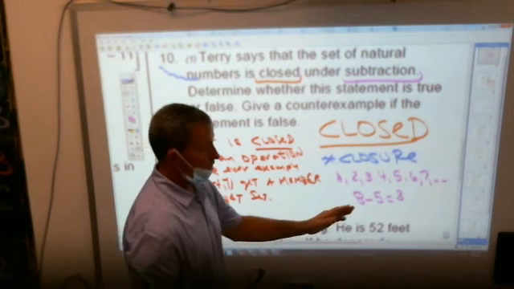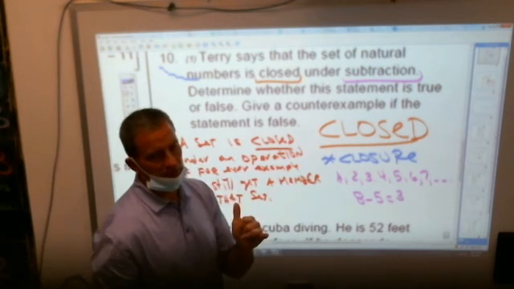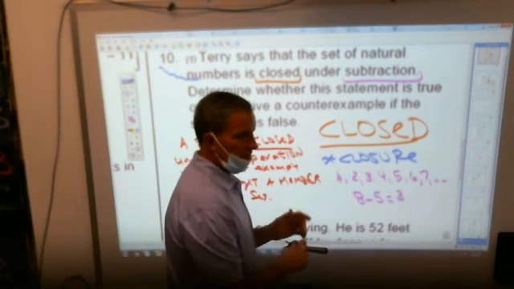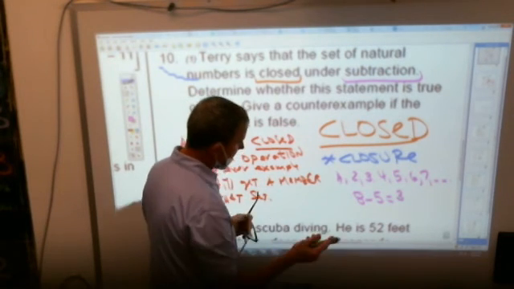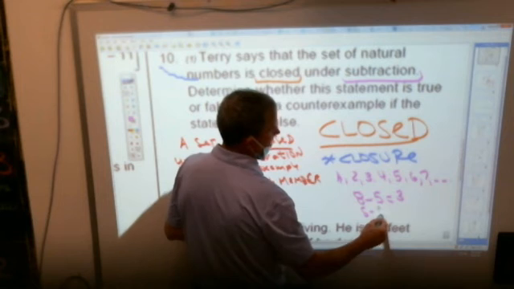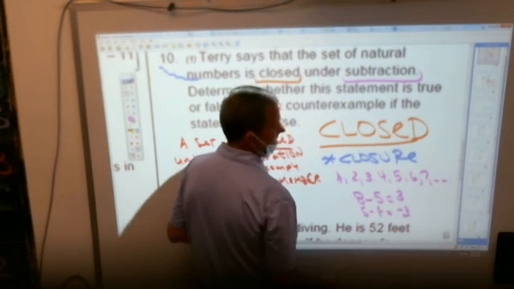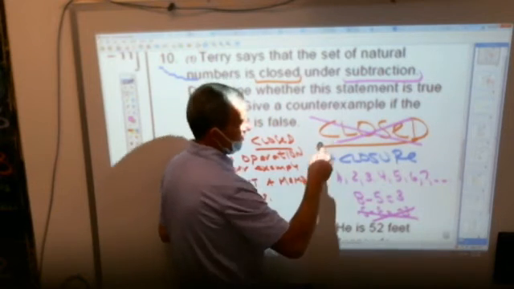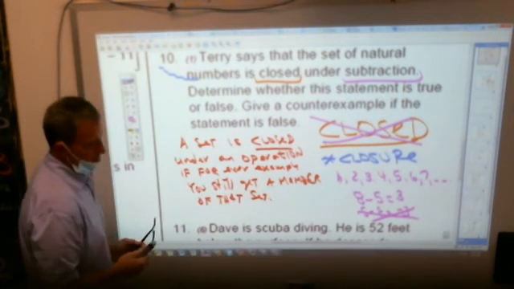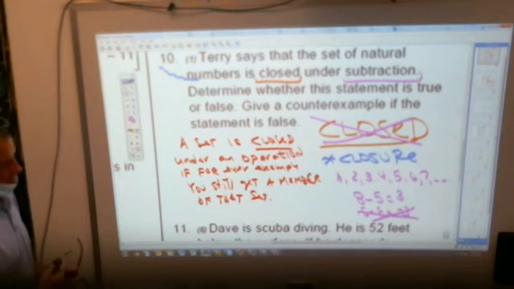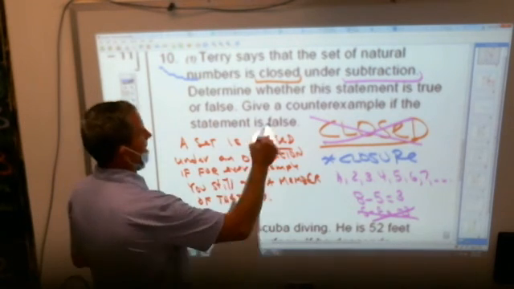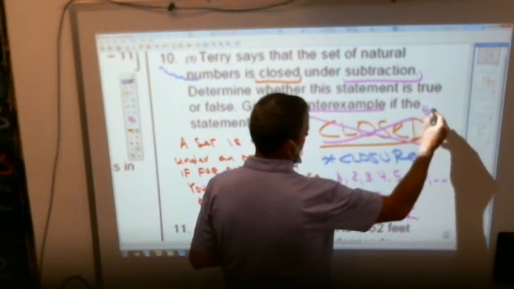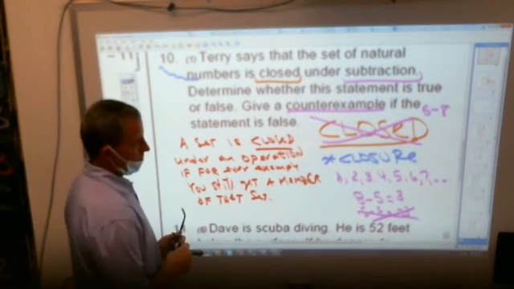It works for that, but can you think of an instance when you would subtract two natural numbers that wouldn't give you a natural number? In which case, Frankie would say, 5 minus 8. Yeah, if you flip those around and say 5 minus 8, you get -3, and -3 is not a natural number, so this would not be closed. It doesn't fit in that set. If you can think of an instance, that's what counterexample means. The counterexample would be 5 minus 8, the thing that proves it false.